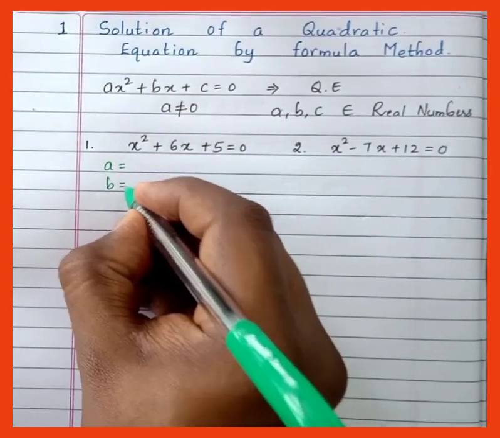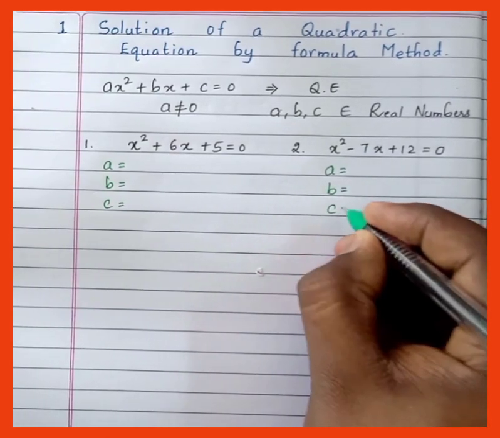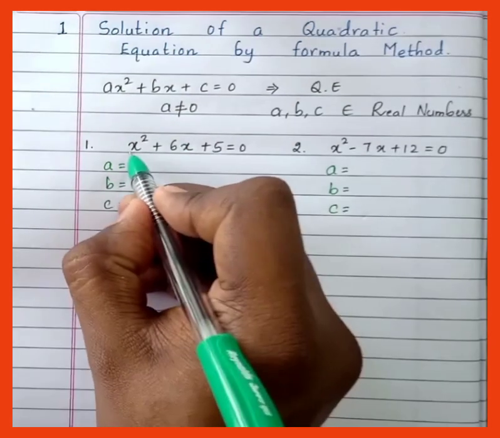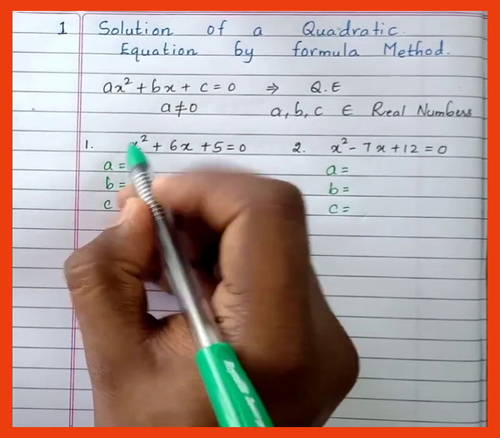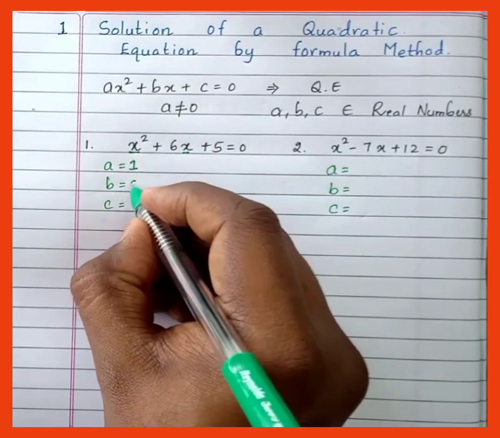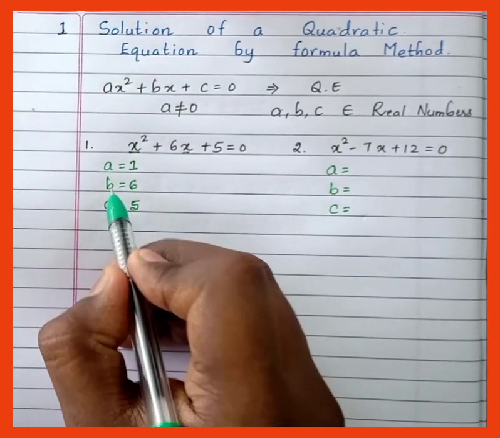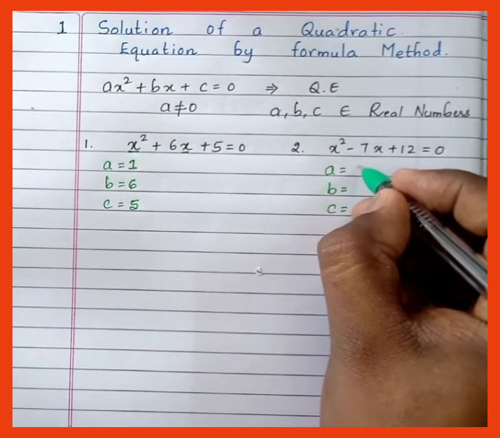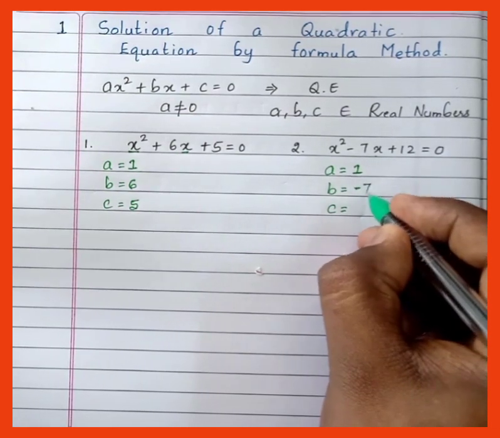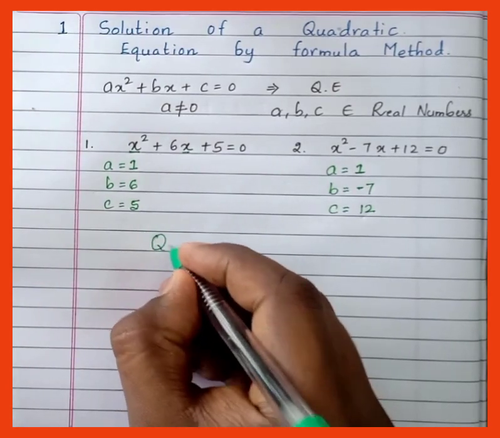Now we'll try to identify the coefficients a, b and c. How to find the values of a, b and c? What is a? A is the coefficient of x square, which is 1. What is b? B is the coefficient of x, that is 6. Then c is the constant, that is 5. The first step to solve the quadratic equation by formula method is to find the coefficients a, b and c. In the second example, a equals 1, b equals minus 7, c equals 12.